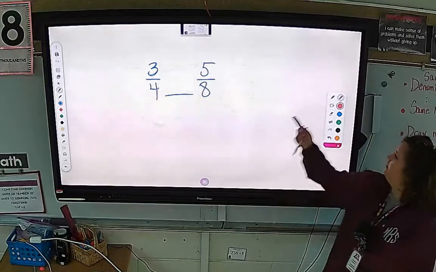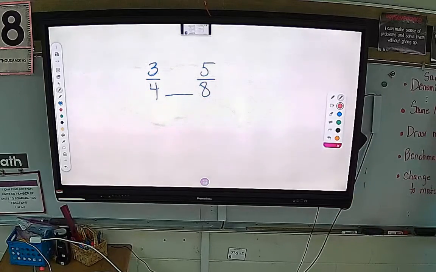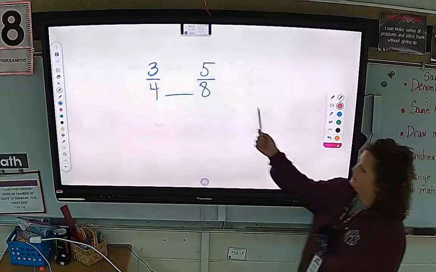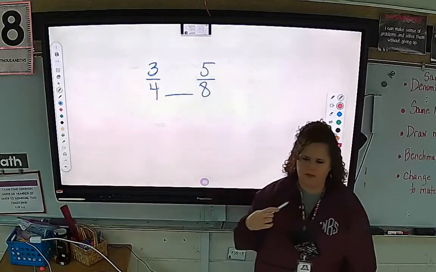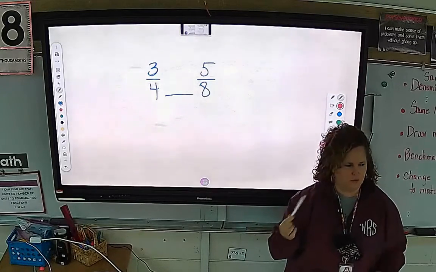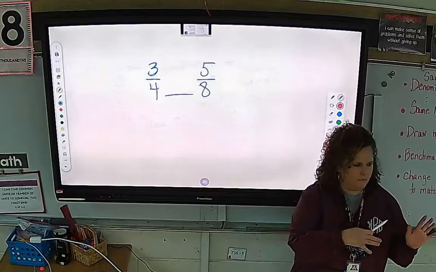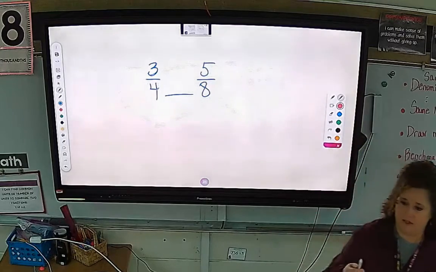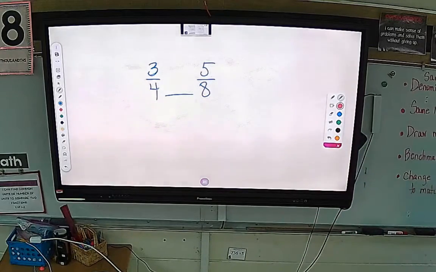All right, so look at your strategies. Do they have the same denominator? No, we're not going to do that, at least not at first. Do they have the same numerator? No. We're not going to draw a model today. We could reason with our benchmarks, but both of these are greater than 1/2, and sometimes when that happens, we're not sure how much bigger than 1/2 each of them is. So what are we going to do?